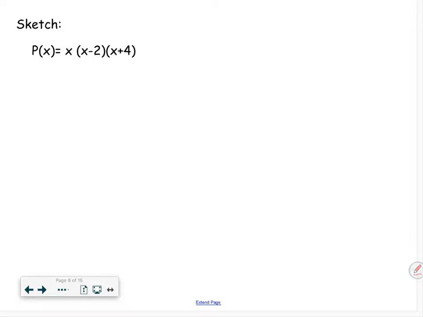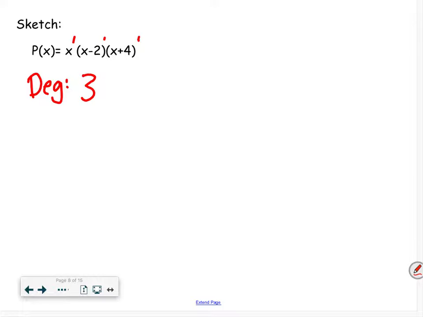One thing we talked about yesterday is the degree of our equation. When we have factored form, we add all of our exponents. What is the exponent of my x? 1. What's my exponent of x minus 2? 1. And my exponent of x plus 4? 1. So what is my degree? 3.